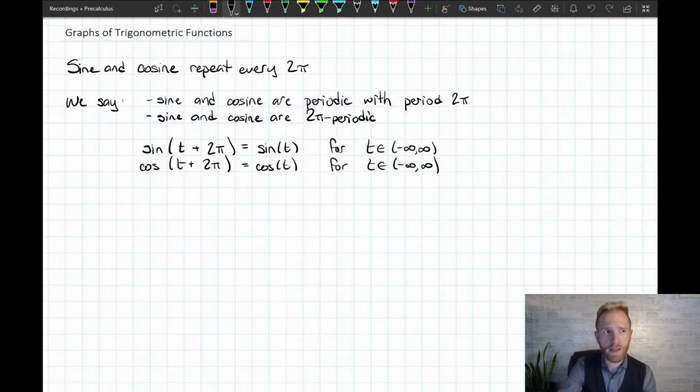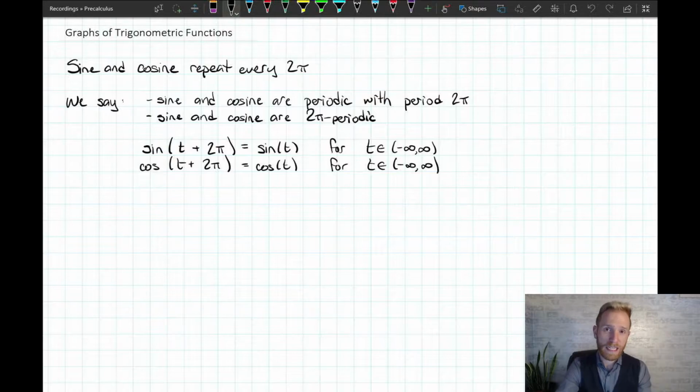So we could say that sine of t plus 2 pi is just the same as sine of t, and cosine of t plus 2 pi is just the same as cosine of t. And in fact, that can be even expanded. Sine of t plus 2 pi n, where n is any integer, is also just sine of t.